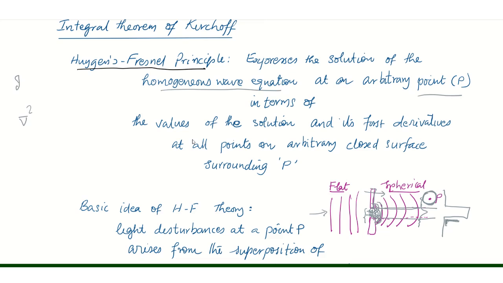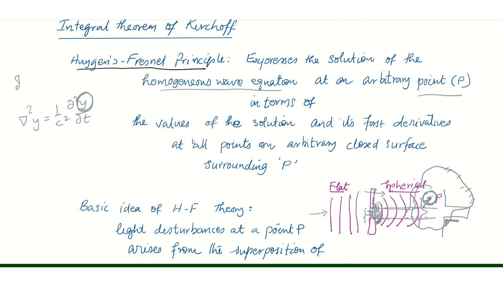Okay, it's a very simple equation. Del square y equals 1 by c square, d square y over dt square. Suppose we're talking about a function y, the values of the solution and its first derivatives at points on the closed surface surrounding P. Now we consider a closed surface, let's say a spherical surface or any arbitrary surface surrounding the point P, and you can express the intensity at the point P in terms of the solution and its first derivatives at all points on this closed surface.